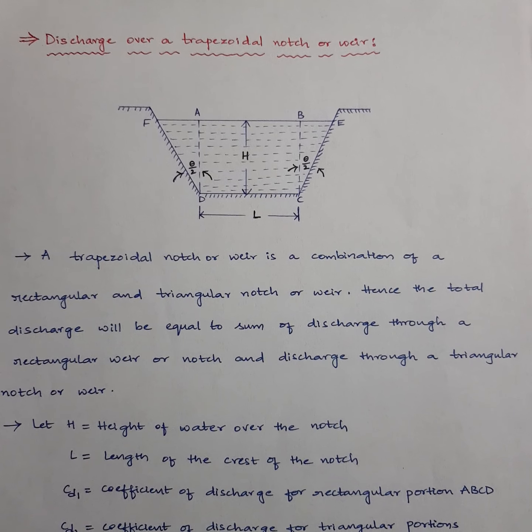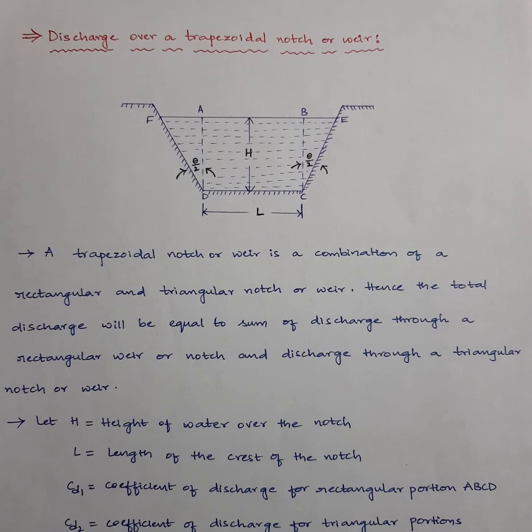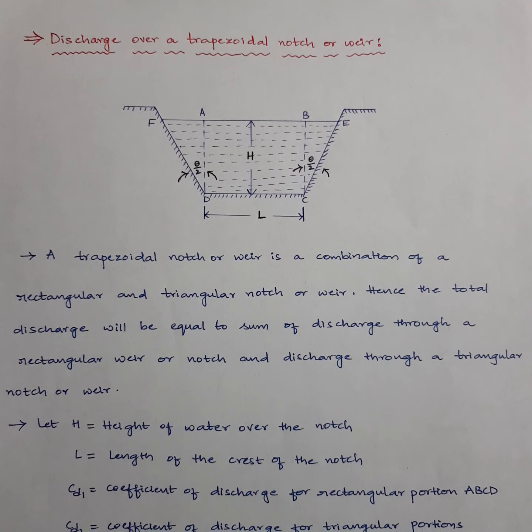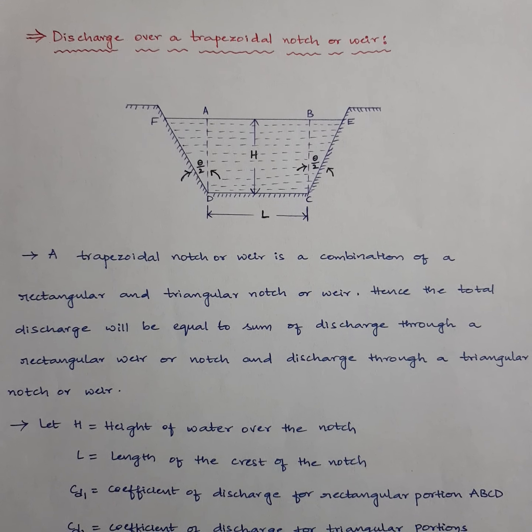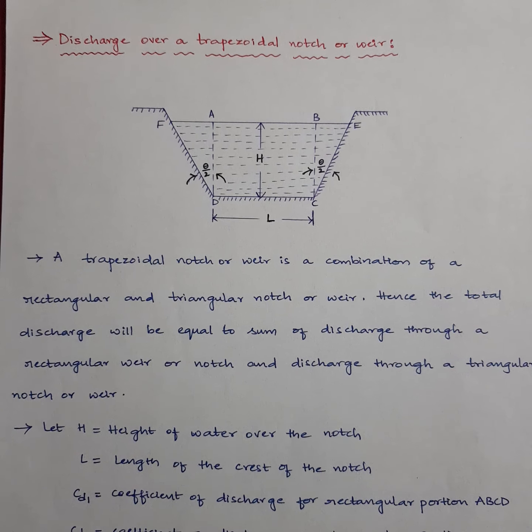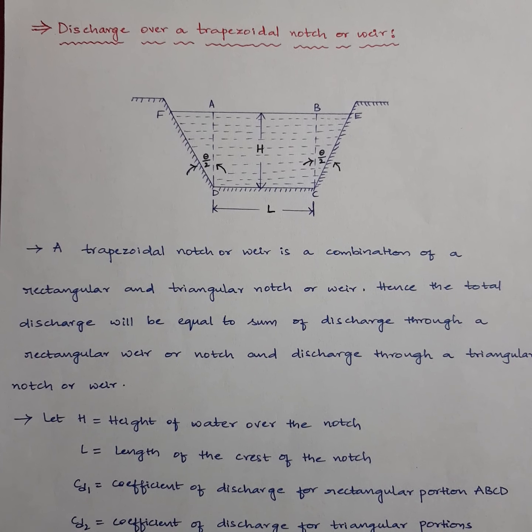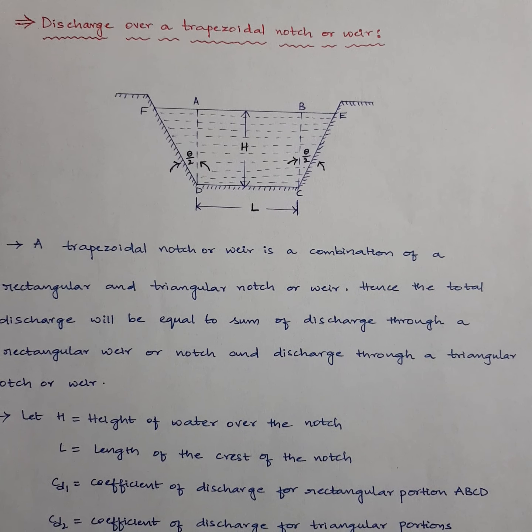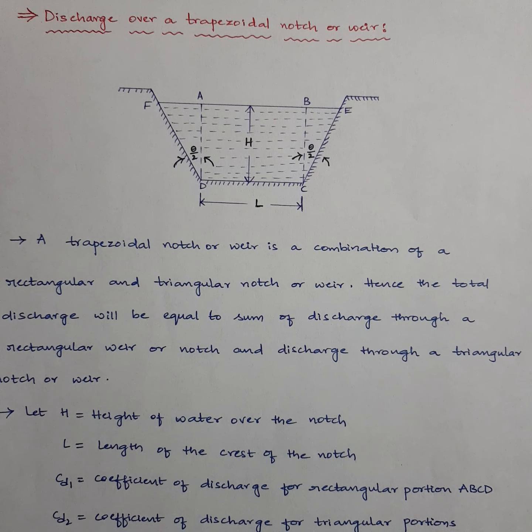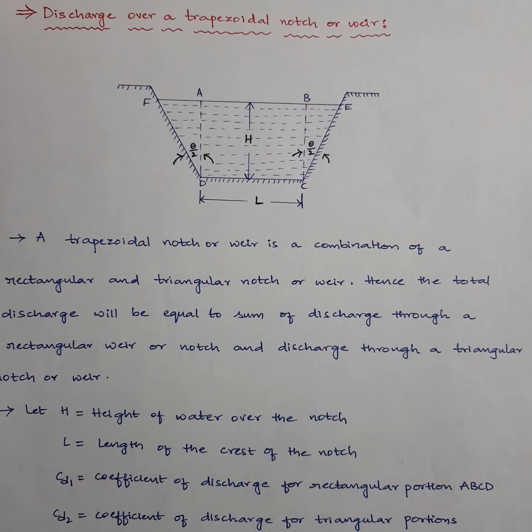So in this video I'll be explaining the expression for discharge through a trapezoidal notch or a weir. Do watch my earlier videos where I've discussed the derivation for discharge through a rectangular notch, a stepped notch as well as a triangular notch, followed by some numerical problems. So in this video let's see how to derive an expression for discharge through a trapezoidal notch.